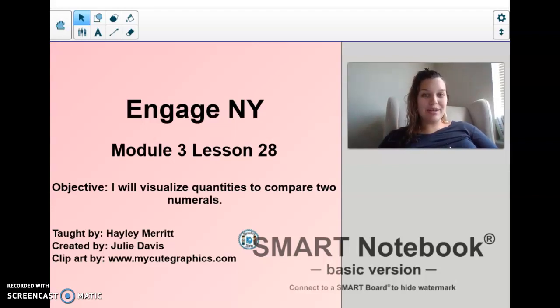Merritt. Today we're going to do Module 3, Lesson 28. And our objective is I will visualize quantities to compare two numerals. So we're going to just look at the numbers and we're going to know what number is bigger or what number is smaller, depending on the question being asked.